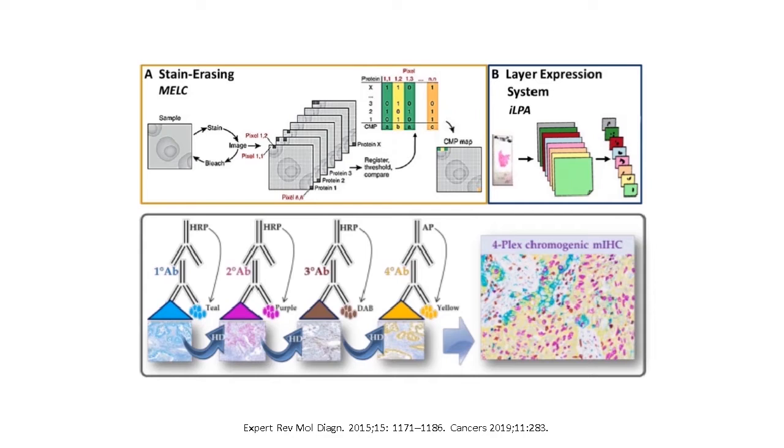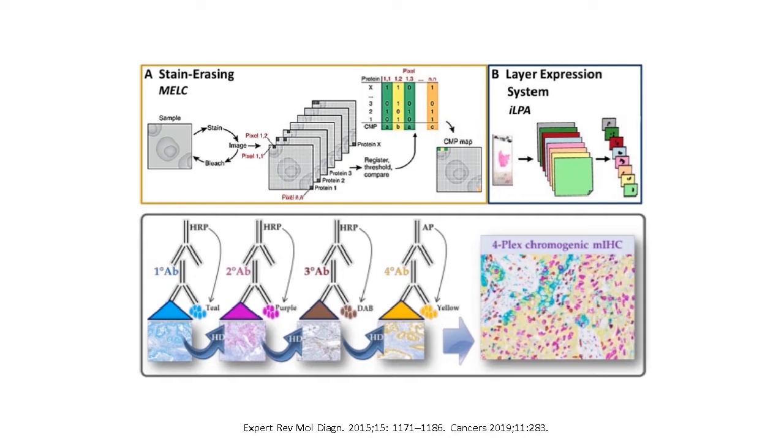Something which has risen over the last few years is also multiplexing using chromogenic methods. You can either do that by stain erasing, so you stain a slide, then image the slide, and then bleach the slide again, and then stain again with a new antibody, and then build up this picture of the slide over the various different stain cycles.